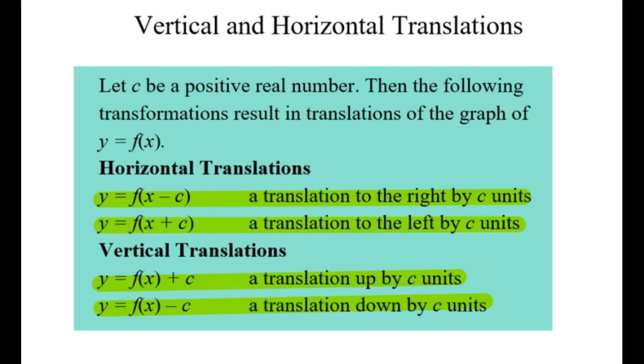The first types of rigid transformations we are going to talk about are vertical and horizontal translations. You can see the notation down below for horizontal translations. If we're subtracting that constant within the function, that is a translation to the right. If we're adding that constant within the function, it's going to be a translation to the left. Those are both horizontal. If we have a vertical translation, then we are adding or subtracting some constant to the end of the function. So if we're adding c, that means we're translating up. If we're subtracting that constant, it's a translation down.